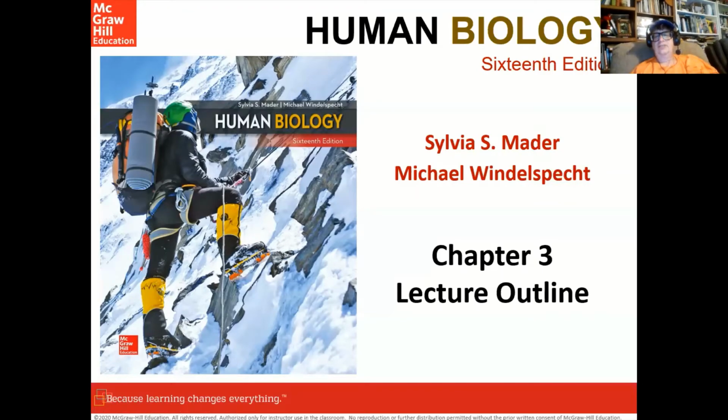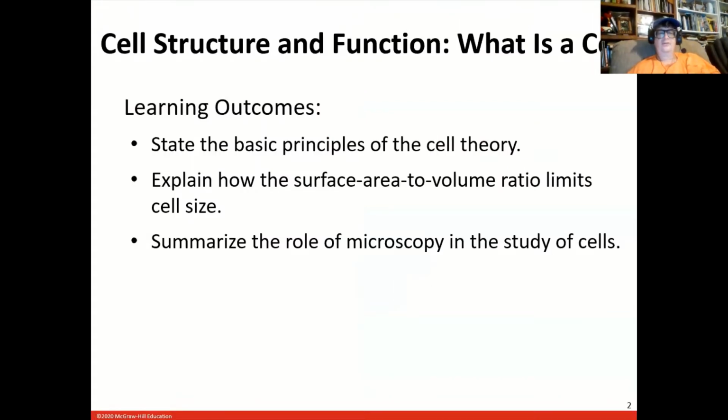Okay, chapter 3 is on cells and also membrane transport, enzyme function. Let's jump into it. So we're going to talk about cell theory. This is the idea that everything's made out of cells. We'll talk about surface to volume ratios.